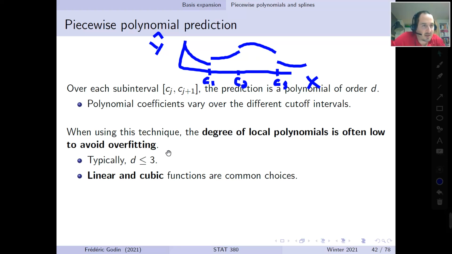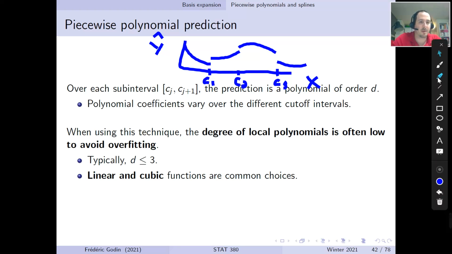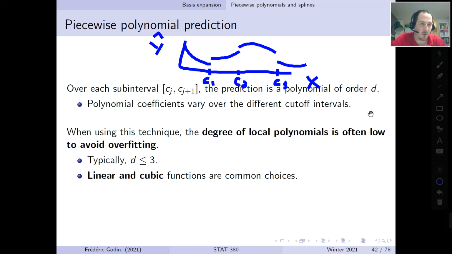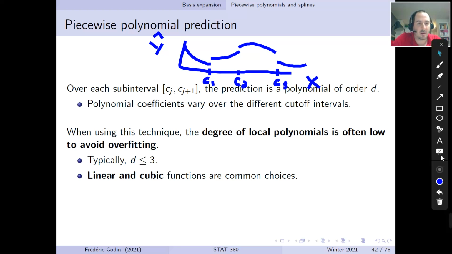So typically when we use this approach, we would use d not too large. For example, d equal to 1, 2, or 3, but we rarely go above that. Very common choices would be linear functions, so piecewise linear, or piecewise cubic functions. Order 2 is used also, but we mainly hear about 1 and 3 in practice.